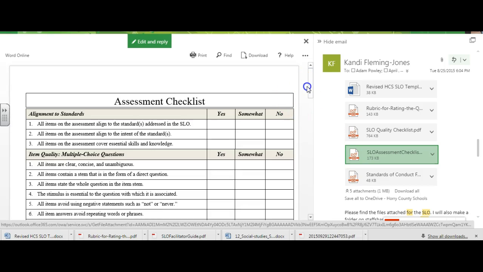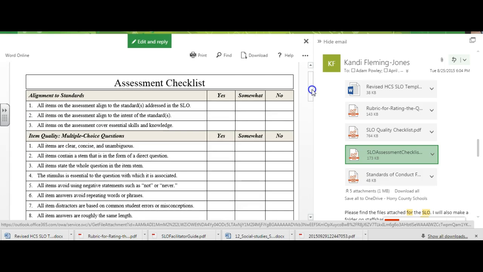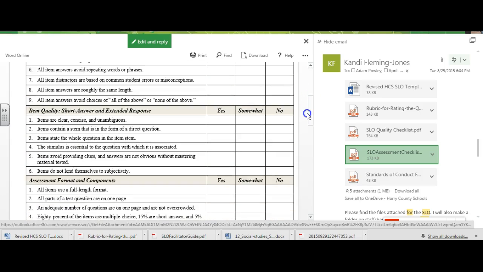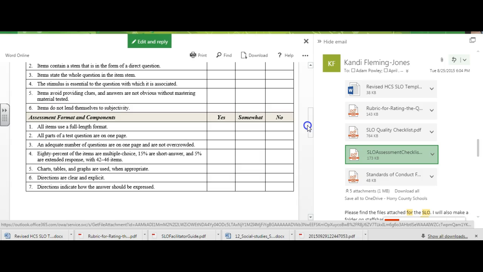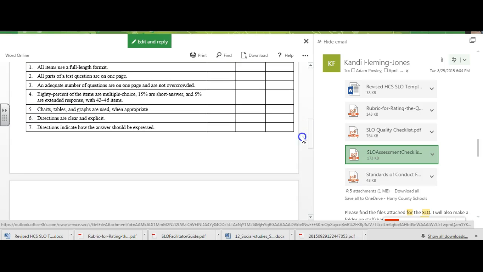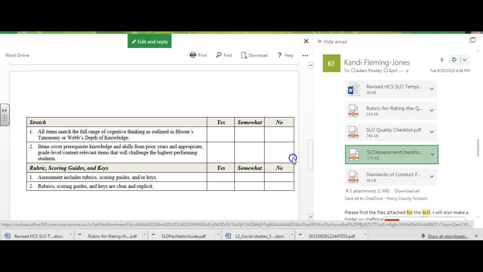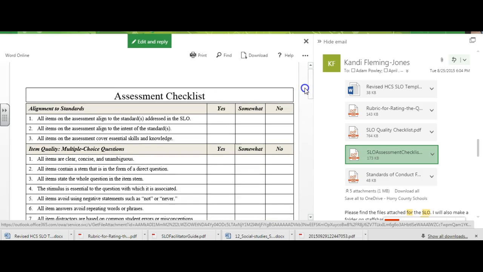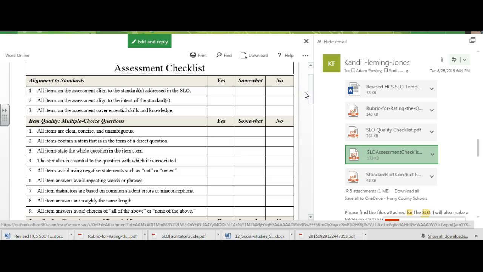All right, think about this assessment checklist here. So remember, it needs to be aligned to standards. You need to have multiple choice questions. You need to have short answer and extended response. You also need to do a little check here with your SLO. You have rubric and scoring guides. So all these things are here to help you. Remember that for your assessment, you had to have all these things done.